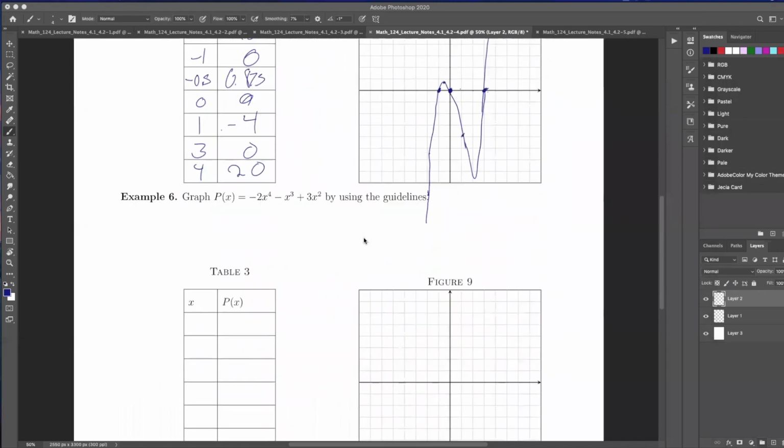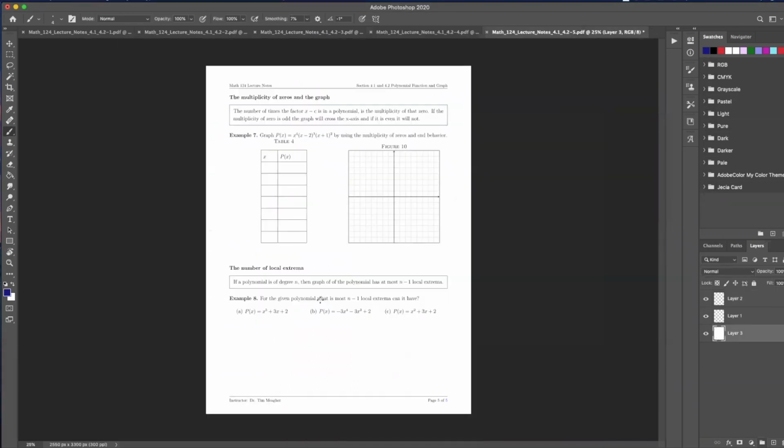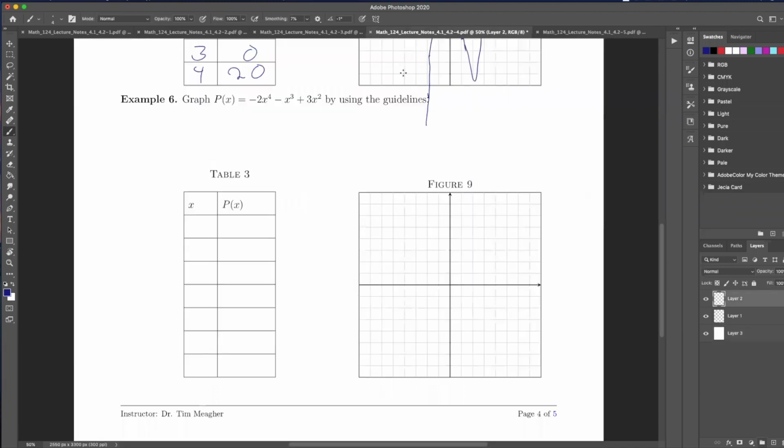So let's do another one with you, and then I'm going to teach you a couple tricks, a trick real quick, how to do it for very large ones, and then we'll go from there. Okay? All right.